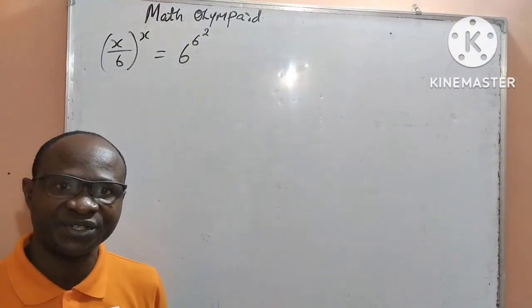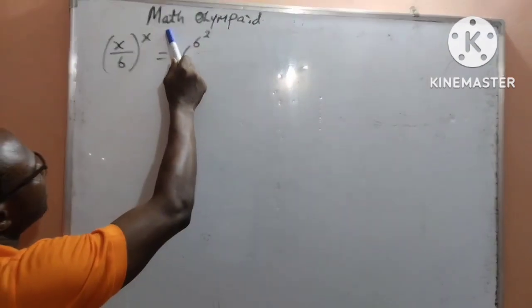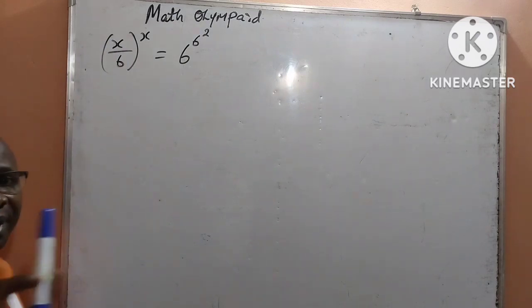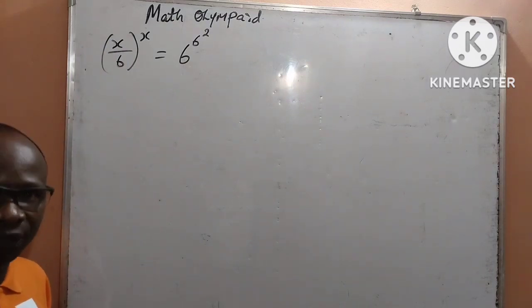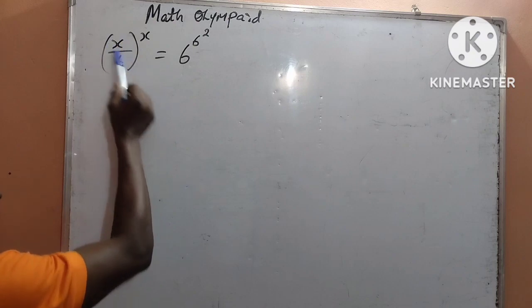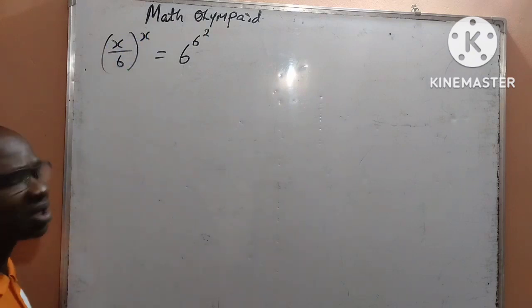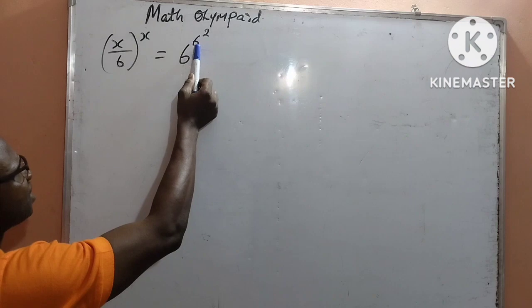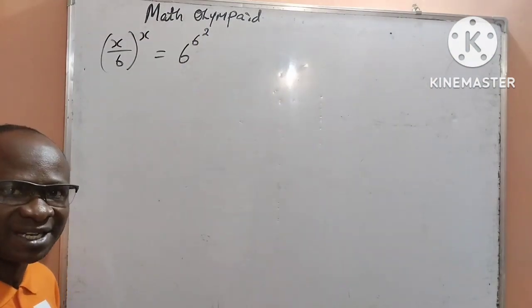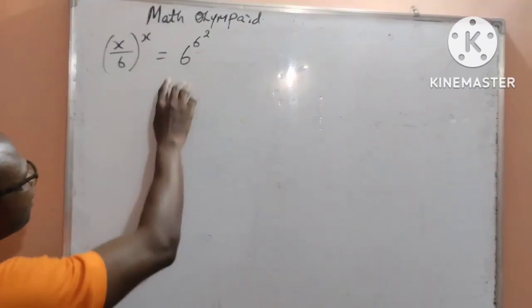In our mathematics class today, we have Olympiad Maths, and it is a simple one where we are given to solve for the value of x, and it is given (x/6)^x = 6^(6^2). So we are going to apply a simple trick to solve this question.